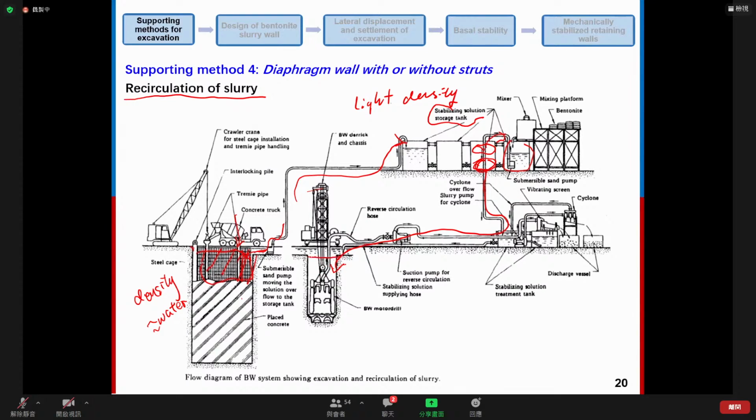And then after we finish the concreting, we can reuse the bentonite slurry again by guiding it into this stabilization storage. In this way, we can achieve the recirculation of bentonite slurry. Okay.